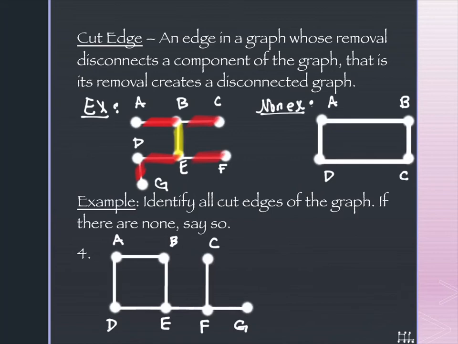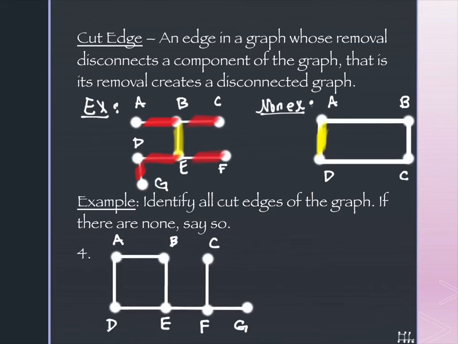Now that doesn't happen with the second graph. Imagine cutting any edge of the second graph. A single edge cut on the second graph does not disconnect anything. I can still get from A, the one that I've marked, to D. I just have to go around.